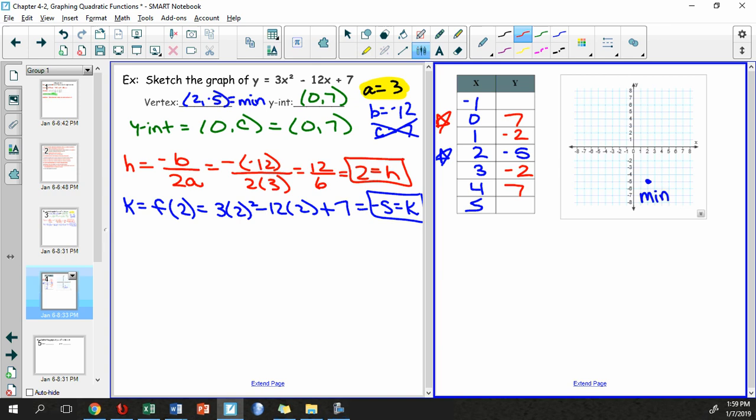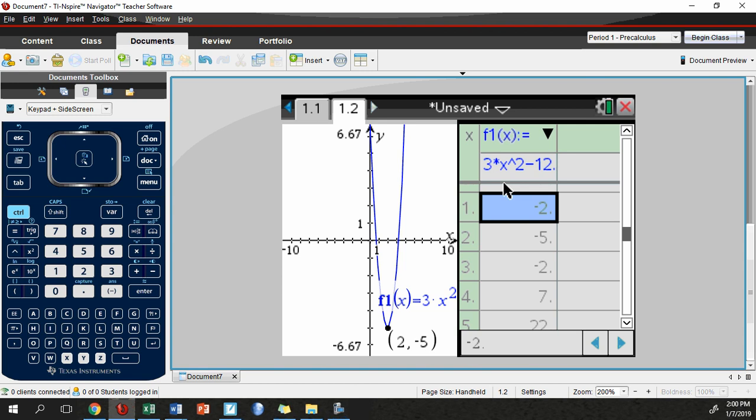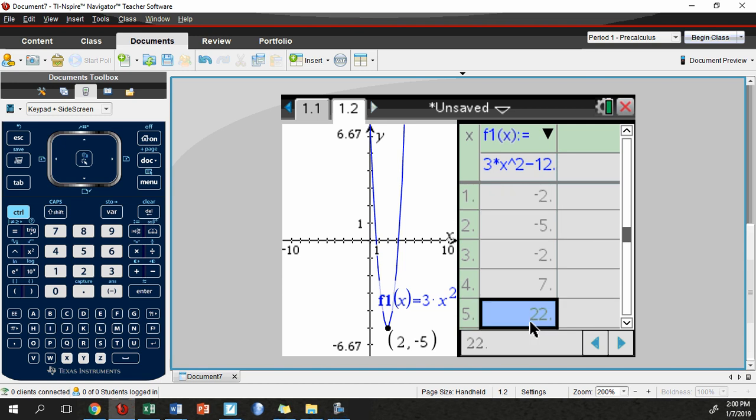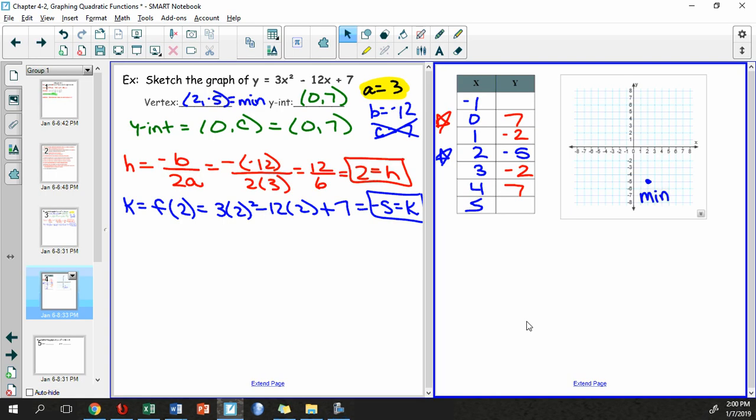Would you agree? Okay. I can go back and I can find the value 5. 5 is 22. Do I want to graph 5, 22? No, it's a rather large number. However, I can go ahead and put it on there, but I'm probably not going to graph those. Does that make sense? Because they're going to be off my graph.